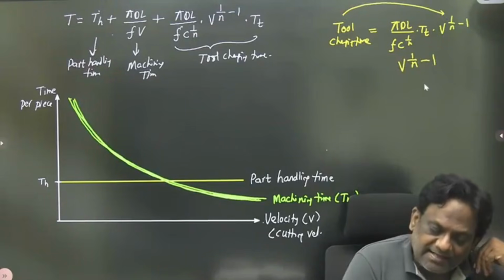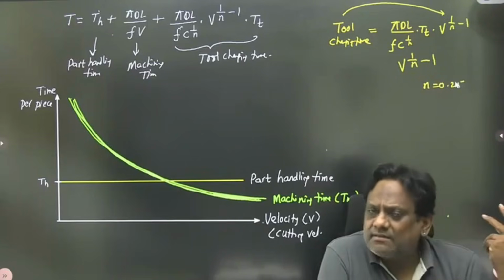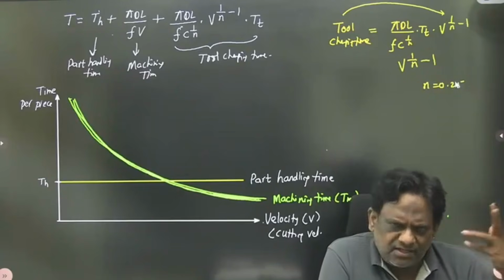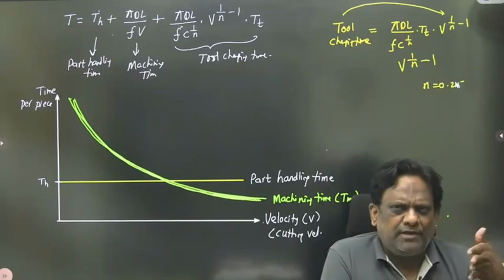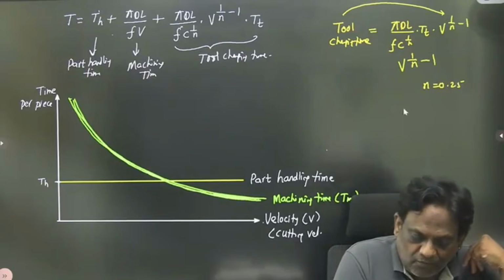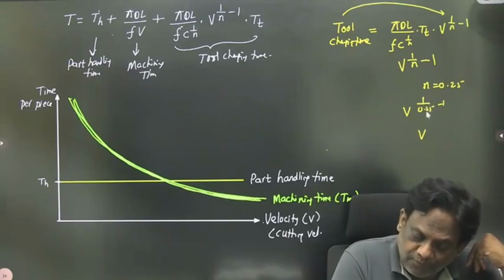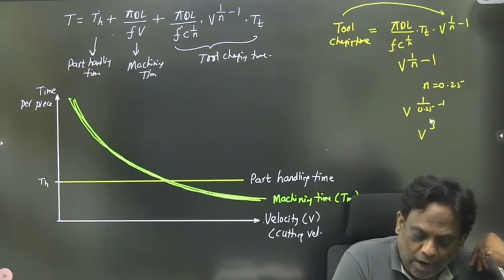Now, let us take n as 0.25. n is less than 1, sir. Generally, for the tools available, it is less than 1: 0.6, 0.25, 0.3, 0.5. Now look, what will be V power 1 by 0.25 minus 1? 1 by 0.25 is 4. 4 minus 1 is 3.